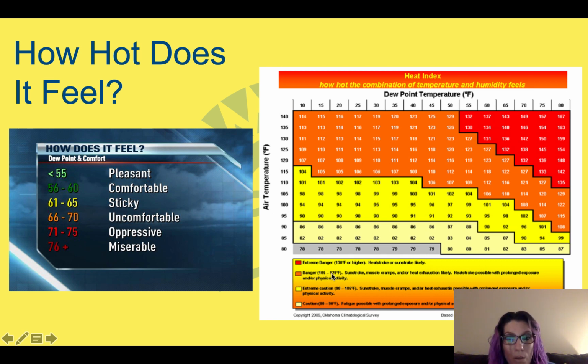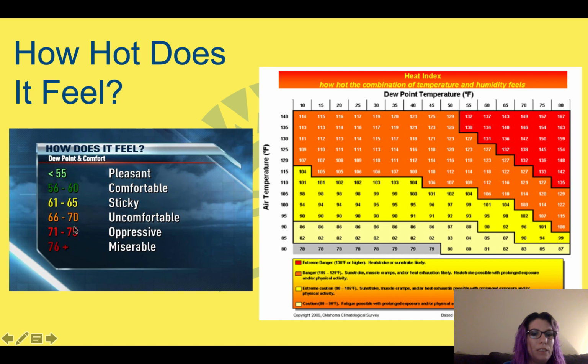It feels pretty warm out. You're in danger of sunstroke, muscle cramps, heat exhaustion, heat stroke. So people like the elderly, babies that have a problem with being exposed to extreme temperatures, or people that work outside, they're at real risk of having sunstroke with the heat index. So basically, what I'm trying to say is the dew point has a lot to do with how we feel and how we get too warm.